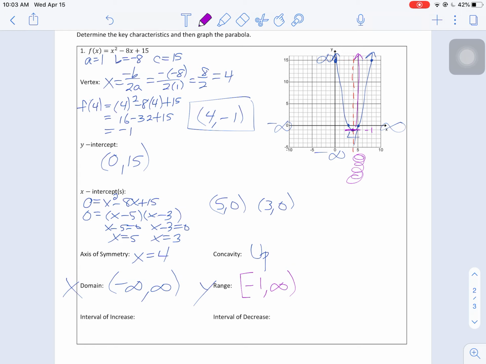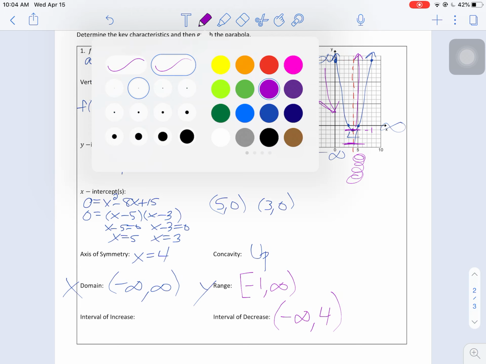For interval of increase and decrease, look at your parabola from left to right. So I'm going down, I'm decreasing on the left. So from negative infinity to 4, right, the x coordinate of the vertex. So from negative infinity to 4, I'm decreasing. So negative infinity, comma 4, I'm decreasing.